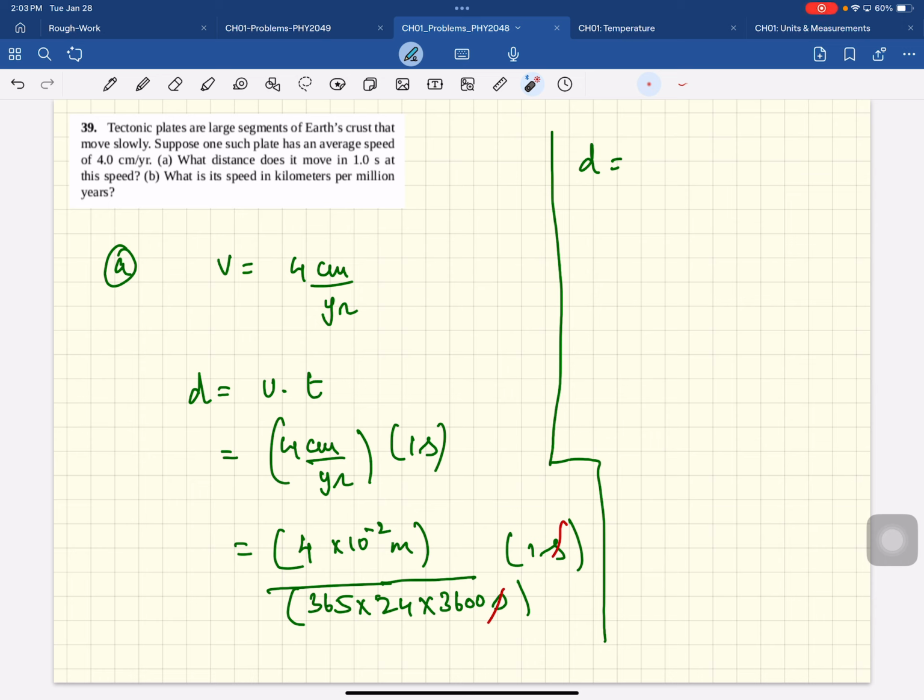So here's a good technique to get used to. Take care of powers of 10 in your head. That's 10 to the power of 3, 3.6 times 10 to the power of 3, 2.4 times 10 to the 1. So 3 plus 1, 4, plus 2, 8. And when you bring that to the top, that becomes 10 to the minus 10. So distance is 4 divided by 3.65 times 2.4 times 3.6 times 10 to the minus 10 meters.